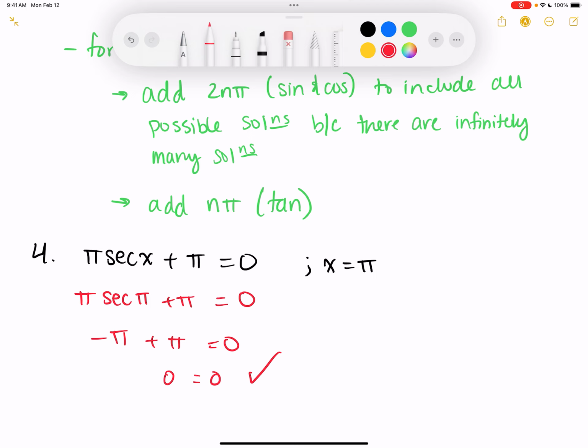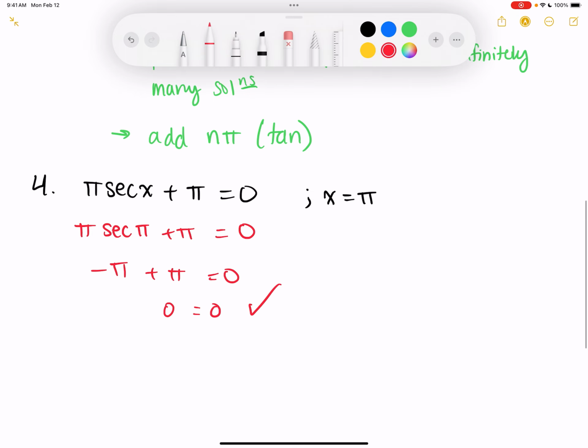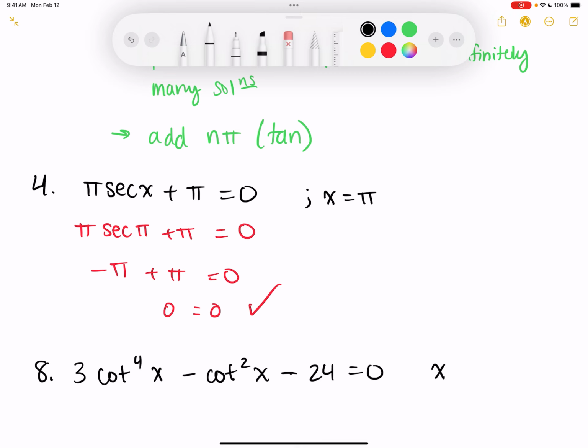All right, now that one, pretty simple, right? This next one is going to get a little crazier just because of what they're giving us: 3 cotangent to the 4th of x minus cotangent squared of x minus 24 equals 0, and they tell us that x is equal to 7 pi over 6.